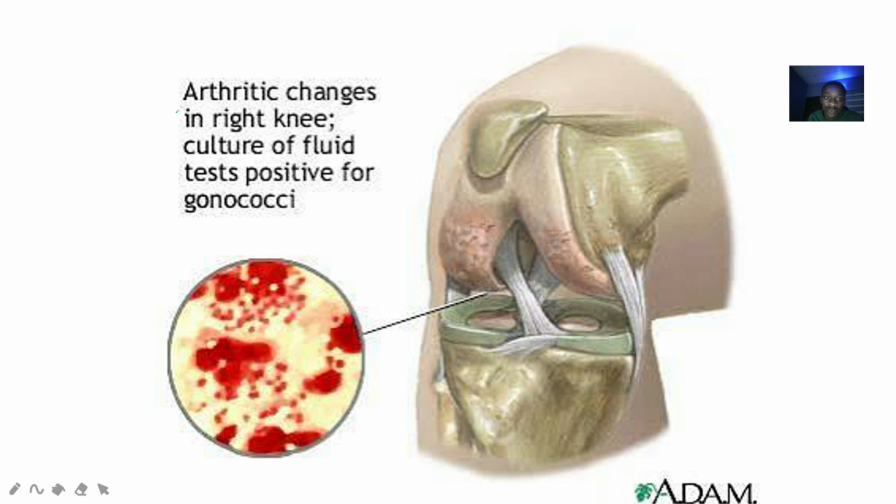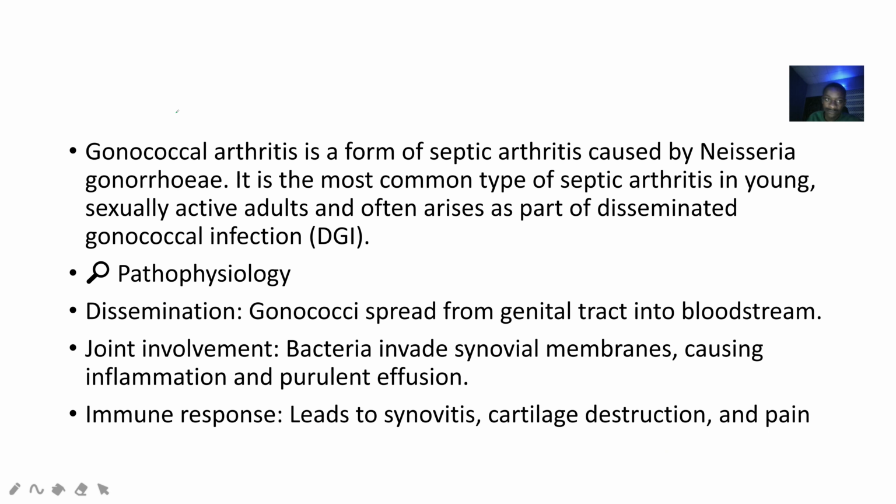Culture of fluid test positive for gonococci as a microorganism causing the gonorrhea. So gonococcal arthritis, we say that is a form of septic arthritis and is caused by what? Neisseria gonorrhoeae. So it's the most common type of what? Septic arthritis in young and sexually active adults. So you get gonorrhea and it results into this. So it's usually coming from disseminated gonococcal infection. All right.